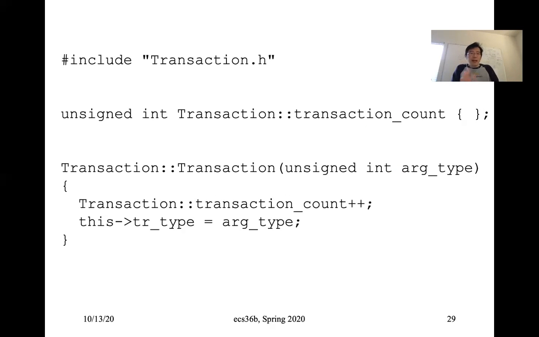So the second line, I say this arrow TR type is equal to argument type, which means that TR type is a regular member attribute. It's an object attribute. So every object has a copy of TR type. But if I say Transaction, colon, colon, transaction count, that means that it is either a member function, which is associated with a class, or it's a class attribute like a transaction count. Okay, so that's just a notation for me to update.